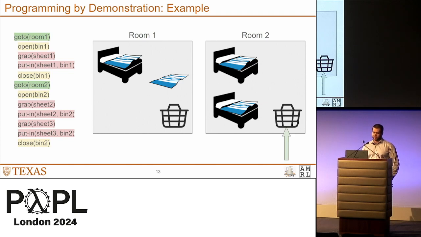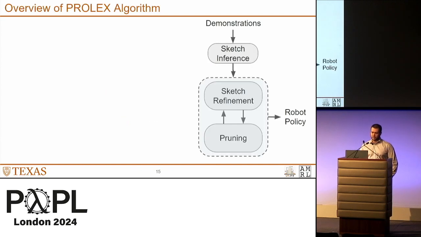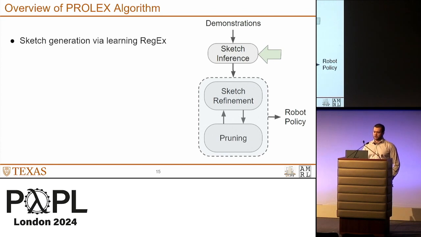So now with the utility of programming by demonstration motivated for robotic tasks, I will move on to explaining our approach. In this paper, we present a novel algorithm for programming by demonstration, specifically designed for such long horizon robot tasks, namely PROLEX. Our approach in PROLEX begins by generating program sketches from the given demonstrations, using a novel reduction to learning regular expressions from positive strings.